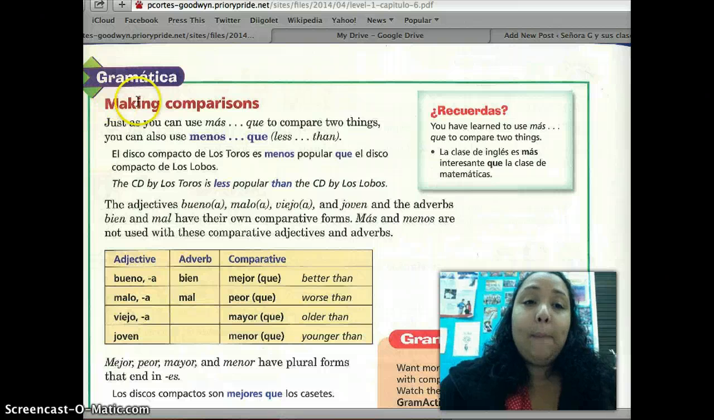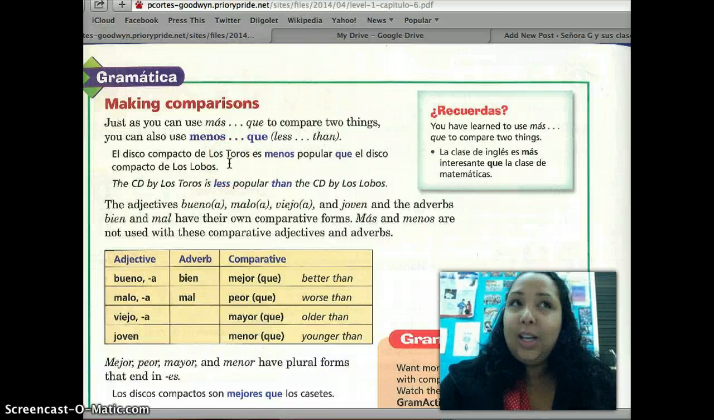We see making comparisons. Ahora voy a hablar en inglés. When you make comparisons in Spanish, it's just like you make them in English. You know, she is more athletic than I am. He is shorter than I am. We are better than they are. There is a formula that you use. I love setting formulas up for everything.